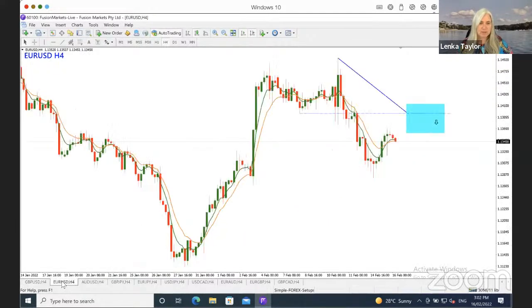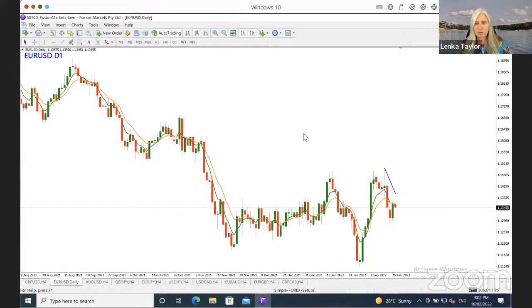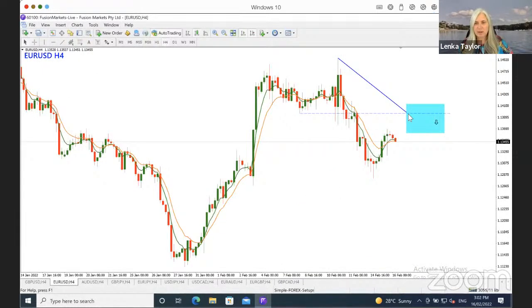The next currency pair I'm looking at is EUR/USD. And on EUR/USD, I'm looking for a short. So we had that bit of a reversal. So if we have a retest at this level, if the price goes further up and then has a reversal around that area, then I would be looking for a short on EUR/USD.